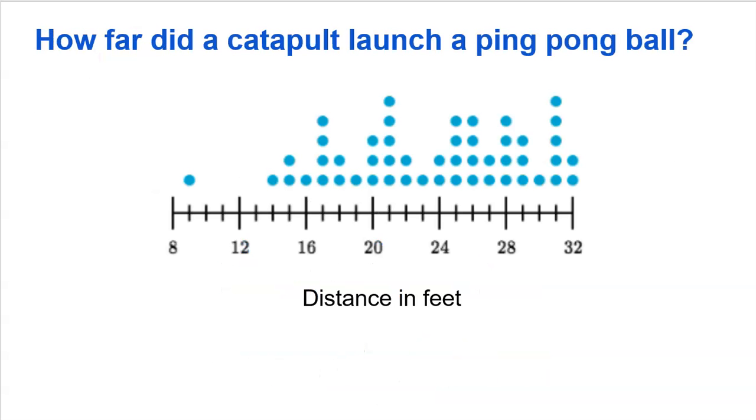Here's another example of a dot plot. This was where we took a ping pong ball and we put it in a catapult. You guys know what a catapult is, like a little miniature catapult. And we launched the ping pong ball and we recorded the distance that the ball traveled.